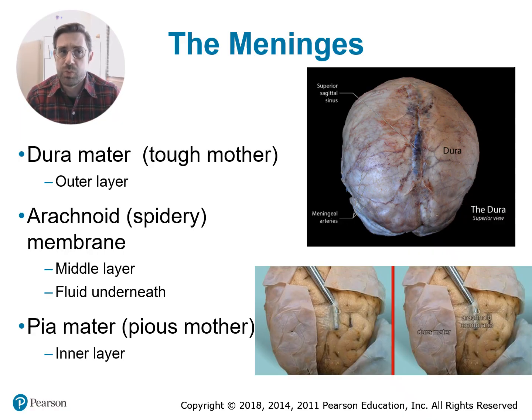Now, you may be aware of a disease called meningitis. Itis means inflammation. So if you get an infection that causes inflammation of your meninges, that's meningitis. And it's very dangerous, right? Because the meninges that are supposed to be protecting your brain, there's inflammation in or around those structures, which can cause brain damage.